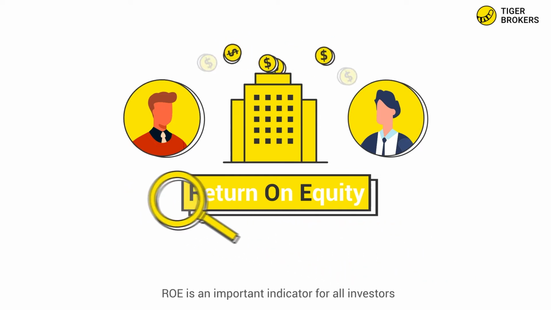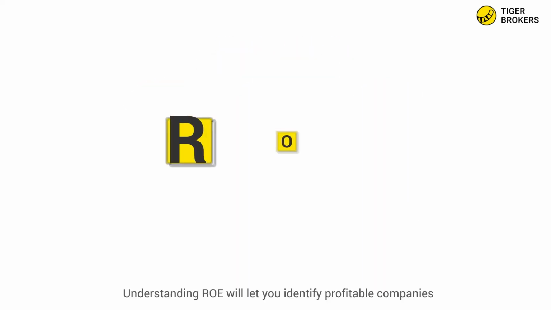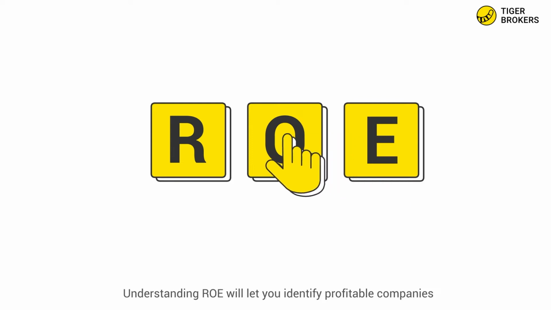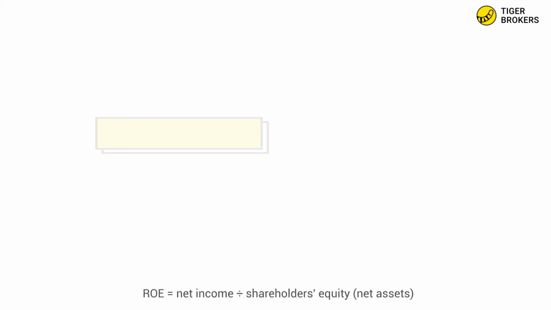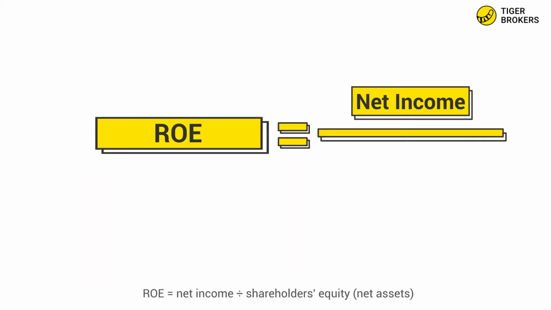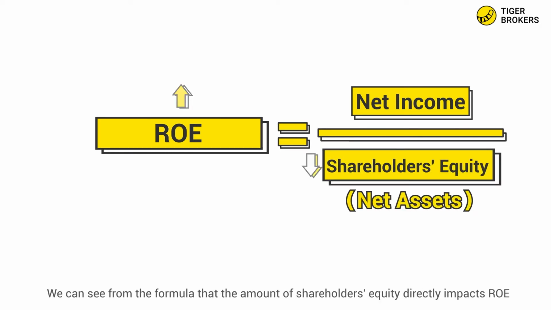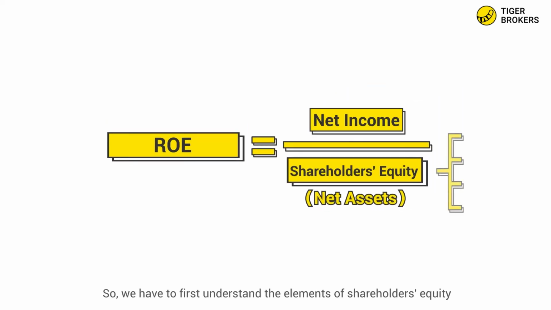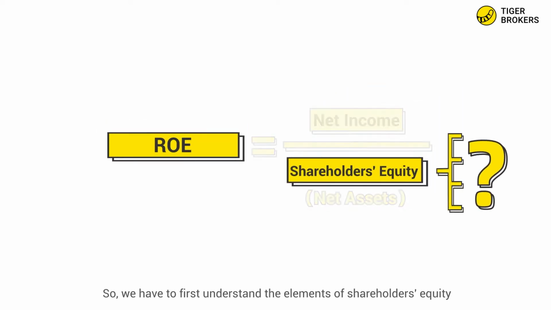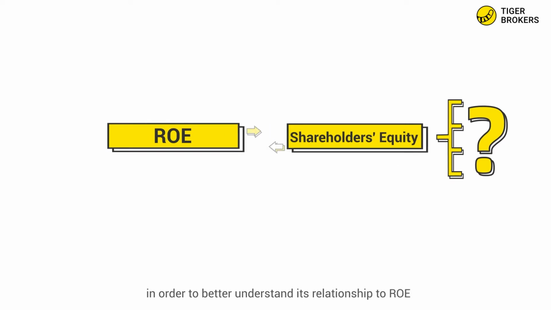ROE is an important indicator for all investors. Understanding ROE will let you identify profitable companies. ROE equals net income divided by shareholders' equity. We can see from the formula that the amount of shareholders' equity directly impacts ROE. So, we have to first understand the elements of shareholders' equity in order to better understand its relationship to ROE.